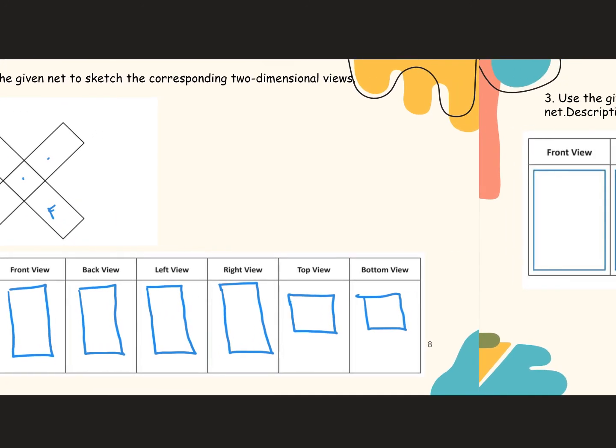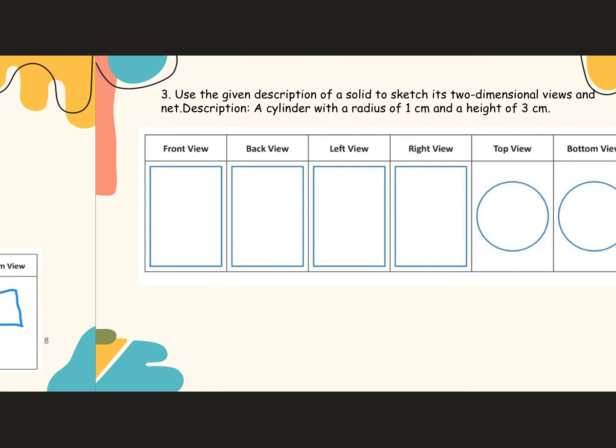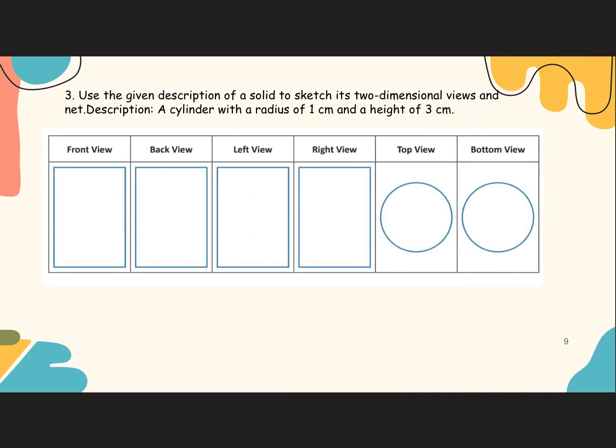Now I want you to pause the video and try example 3. It says, use this description of the solid to sketch its two-dimensional views and net. Description: a cylinder with a radius of 1 centimeter and a height of 3 centimeters. All right, so go ahead and pause the video and draw the net for this figure.